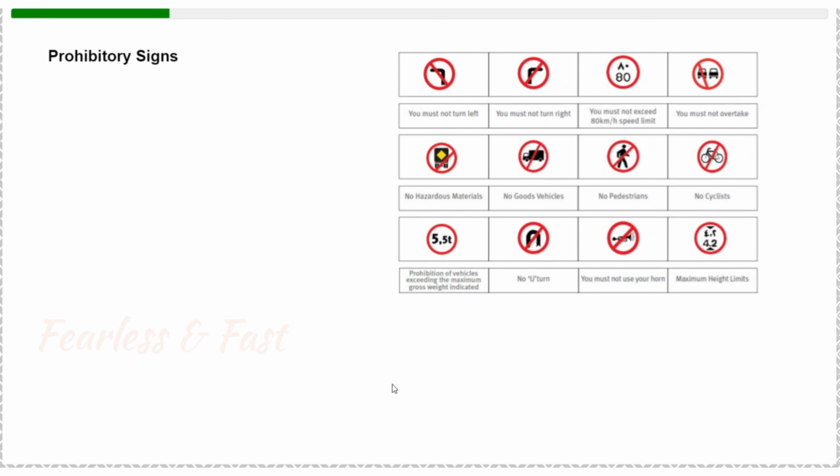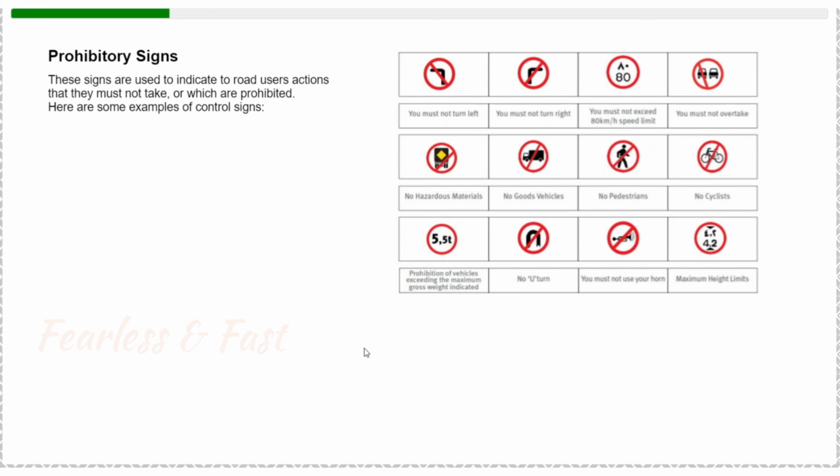Prohibitory signs. These signs are used to indicate to road users actions that they must not take, or which are prohibited. Here are some examples of prohibitory signs.